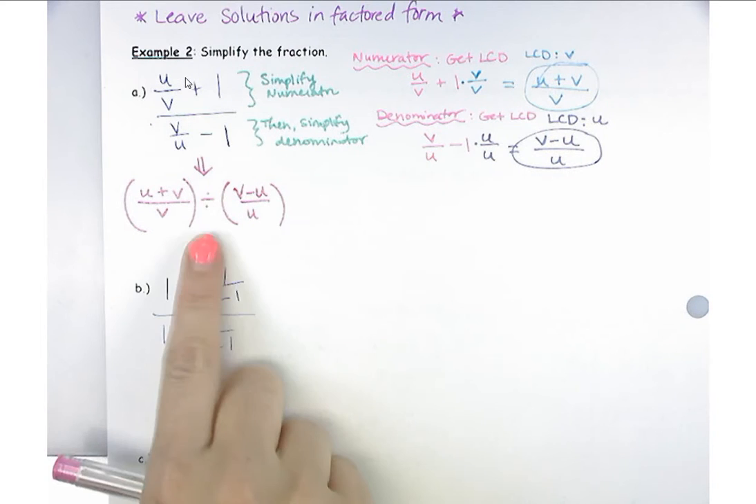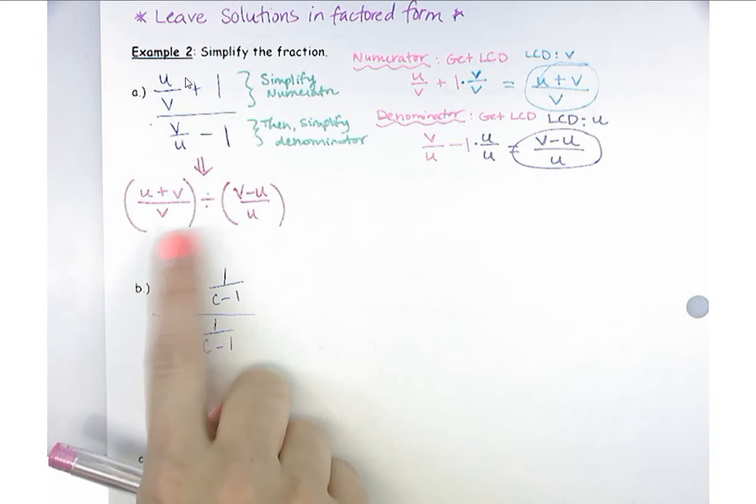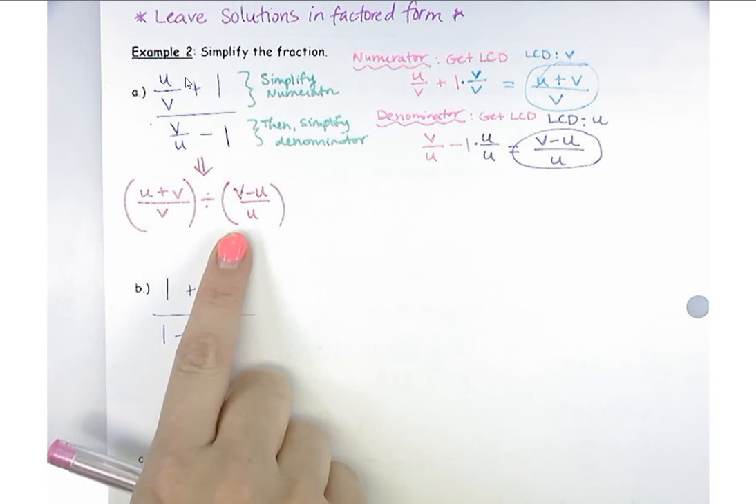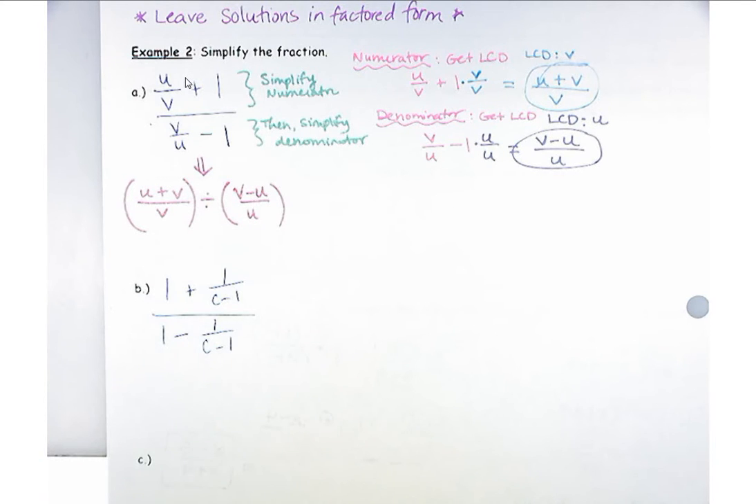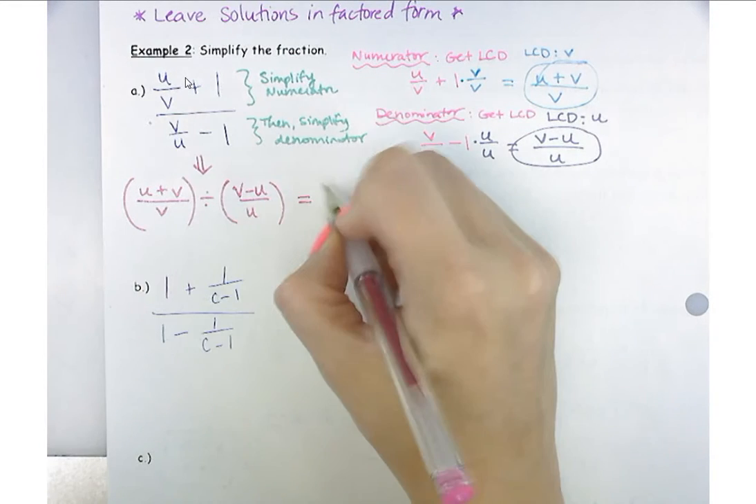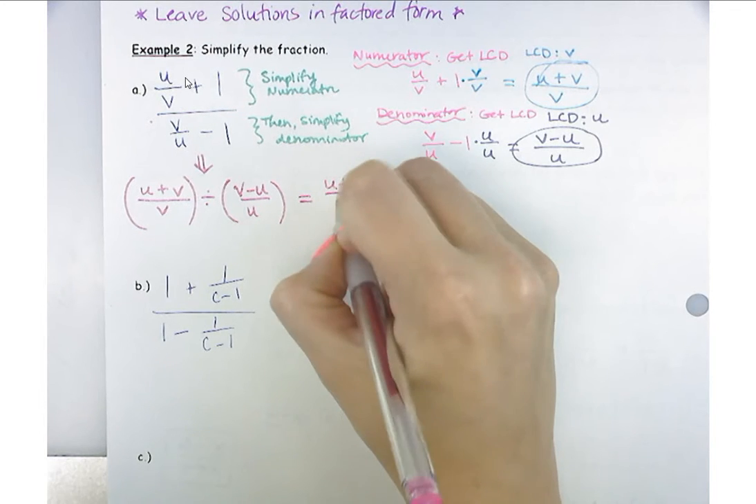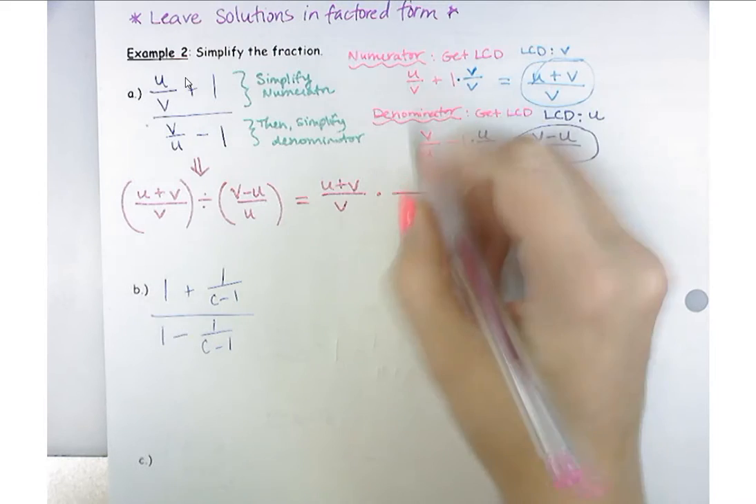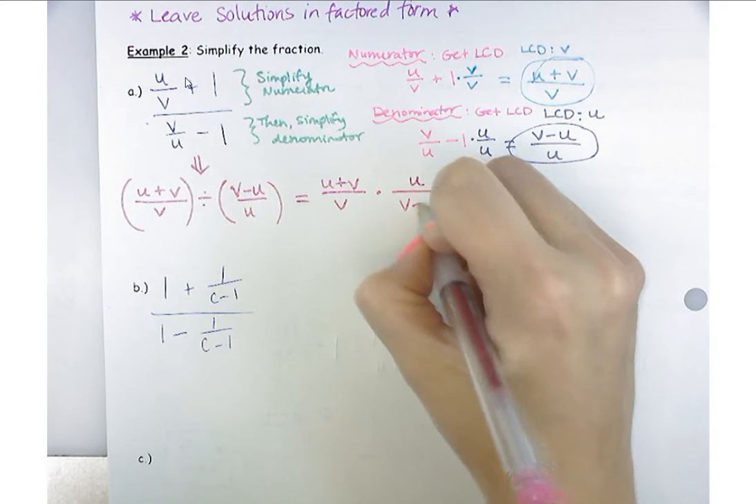And the reason why I like writing it out like this is because then we can relate this to how we're used to dividing fractions. Because when you divide fractions, what's your rule? Yeah, multiply by the reciprocal. Remember we talked about that for bell work yesterday? When you're dividing, you multiply by the reciprocal: keep, change, flip, whatever you prefer. Okay, so then we're going to keep the first one the same, and then multiply by the reciprocal, which is u over v minus u.